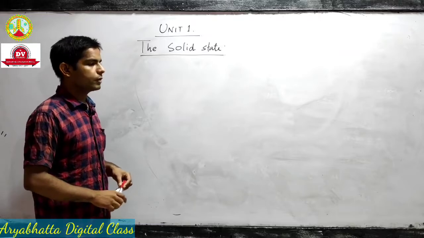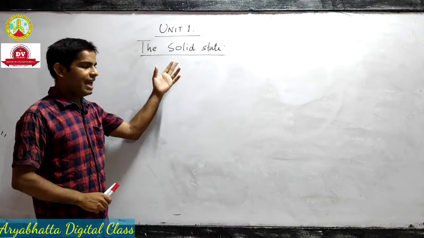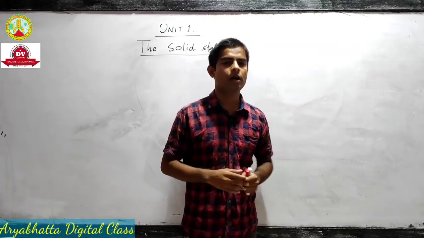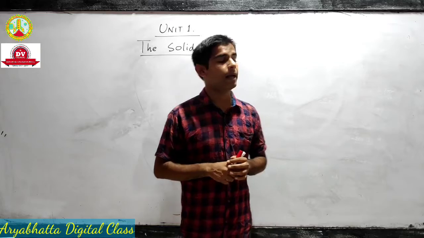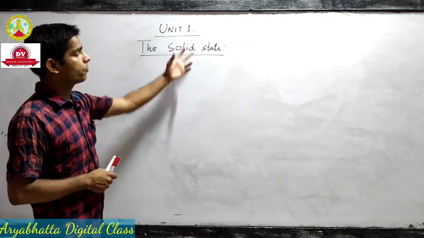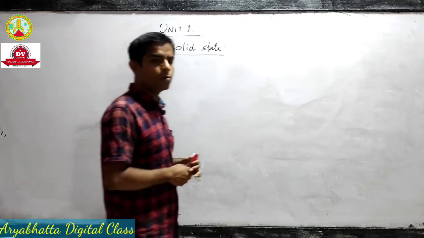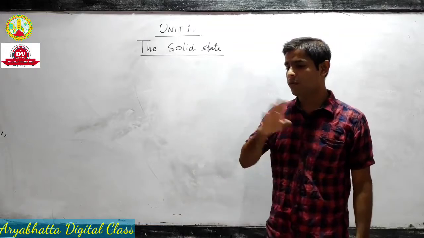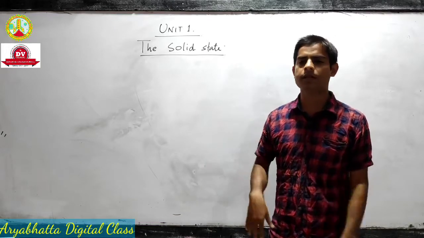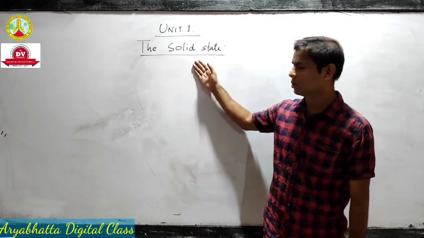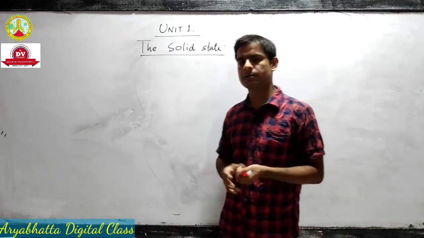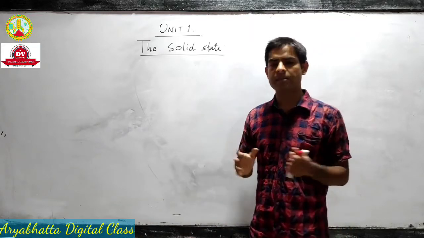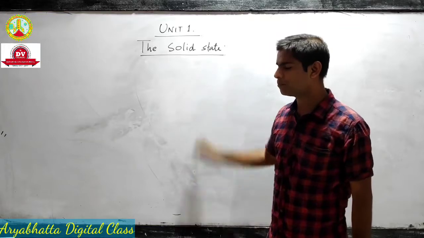Now, as I discussed in the book 2 syllabus, the entire chemistry syllabus, I told you that this chapter carries 4 marks in the final examination, and we have 5 chapters in the physical chemistry part: the solid state, solutions, electrochemistry and chemical kinetics, and then surface chemistry. So we will start with the solid state.